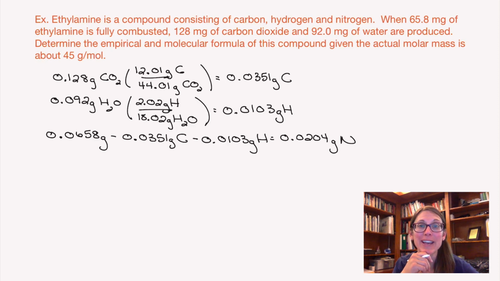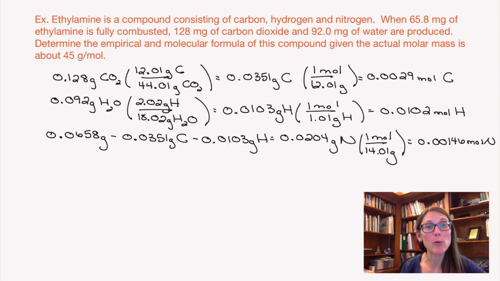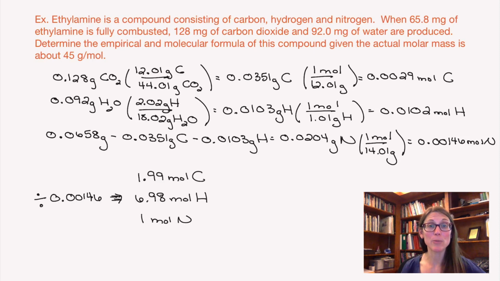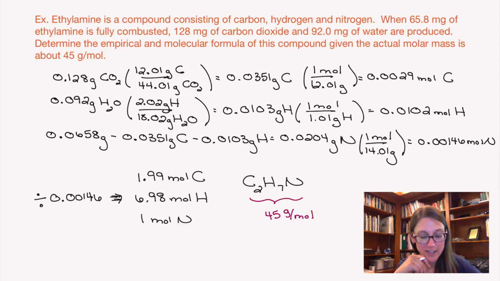Now we'll take each of these masses and convert them to moles, because an empirical formula is always the lowest whole number mole ratio. I've converted to moles, so now I'm going to divide by the smallest number of moles in order to find my mole ratio. These numbers are very close to whole numbers, and so my empirical formula will be C2H7N. And to determine if that's our molecular formula, let's compare that mass to the actual known molecular weight. Because the mass of this empirical formula is the same as the actual molar mass, this empirical formula is the same as the molecular formula.